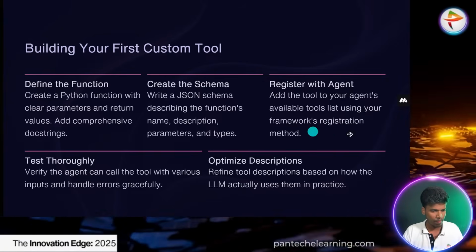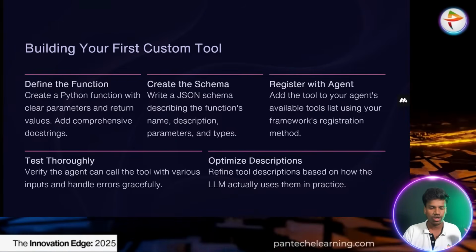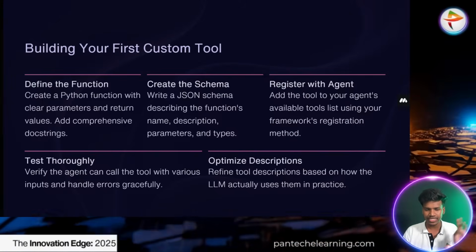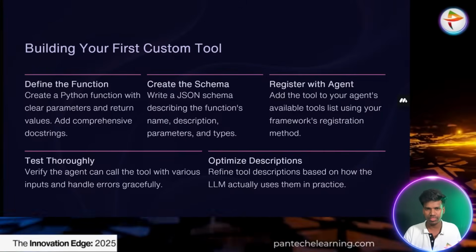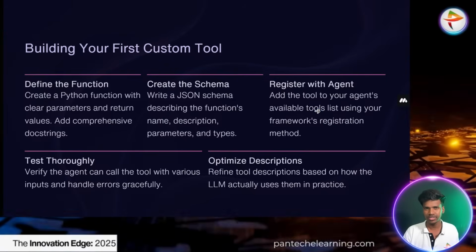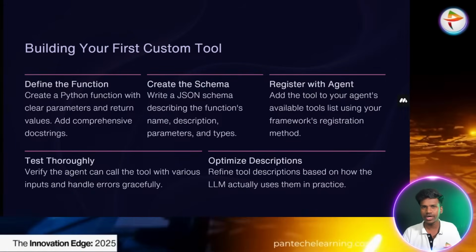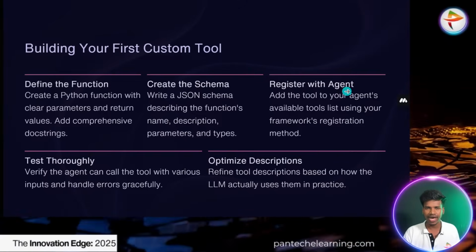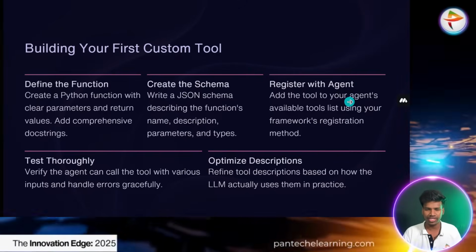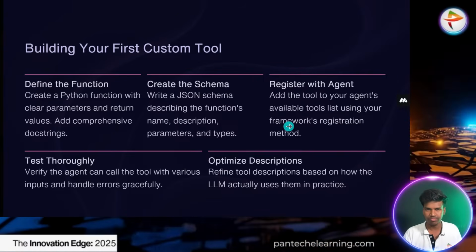Okay. Next one, register with an agent. So how can you register that? Add the tool to your agent's available tools list using your framework registration method, like LangChain, LlamaIndex. I think I showed you the registration. Once we raise the particular free trial, they have to give access, and we can follow up the trial. Like that way I have shown, I think. Right? This is the registration process.